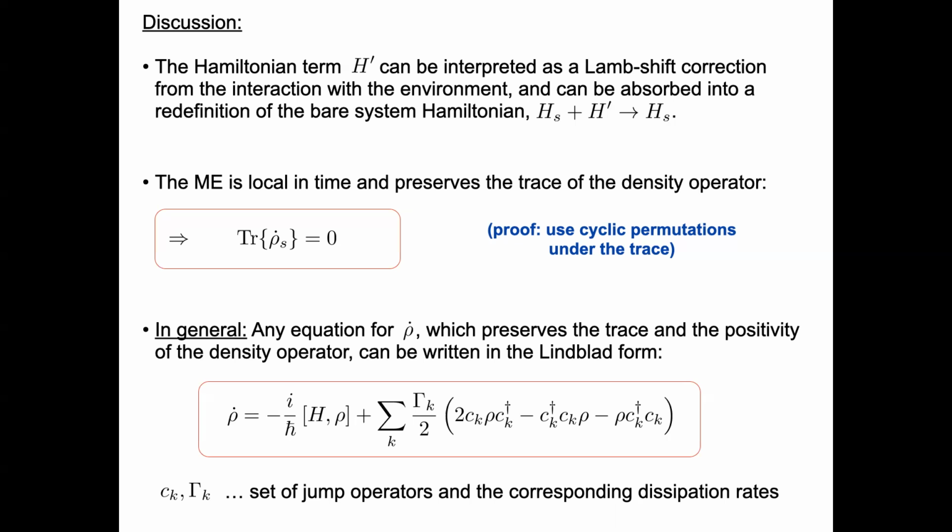It's often not immediate to see. Sometimes you have quite complicated jump operators. If you have many atoms coupled to the same environment, you can have sums of sigma minus and sigma plus operators. So it can be complicated, but the statement is, if it's a trace preserving and positive map, then it can always be, if you rearrange it, written in this form.